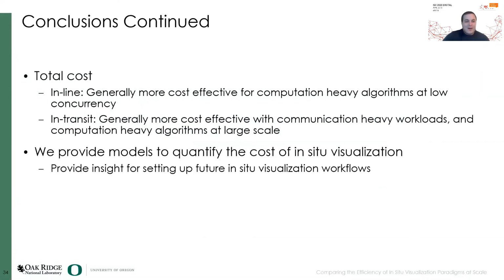Finally, total cost. So in terms of total cost, if that's what we're concerned about, inline is generally more cost effective for computation-heavy algorithms at low concurrency, whereas in transit is generally more cost effective with communication-heavy workloads and computation-heavy algorithms at large scale. And finally, we provide models to quantify the cost of in situ visualization and provide insights for setting up future in situ visualization workflows.